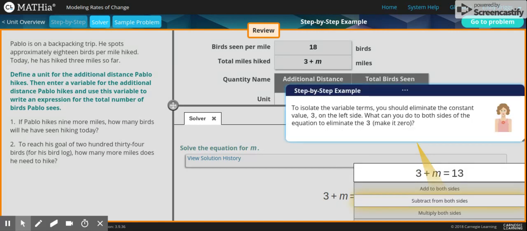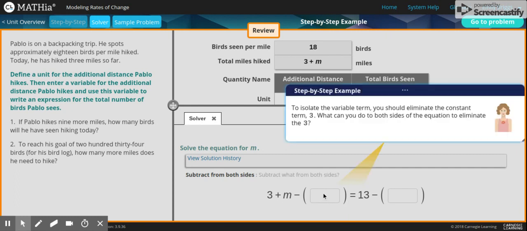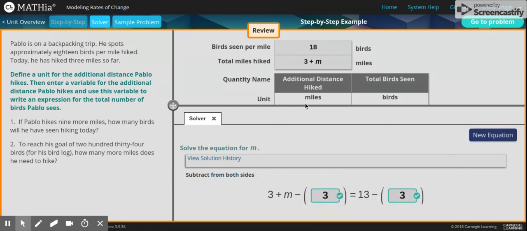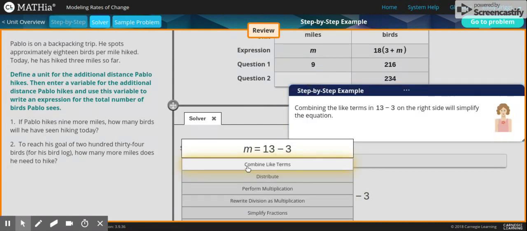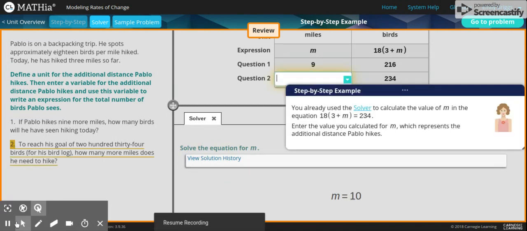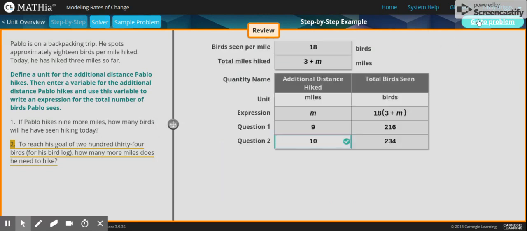Then as it loads, to get rid of addition, you have to subtract. So if you're trying to get rid of the 3, you have to subtract 3 to get rid of it. And then you would combine like terms. So combining like terms would make it 10. And then after that, you write your answer in. So M equals 10, so 10 is your answer. And then you're ready to go to your problem.